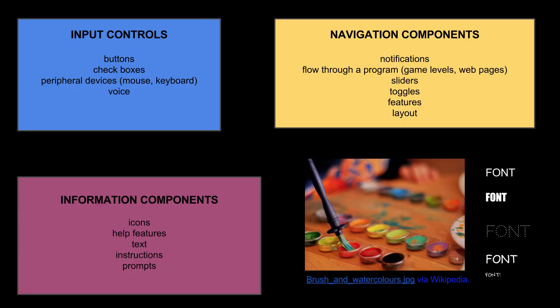These are some of the user interface elements. We've got considerations about the input controls such as buttons and checkboxes. We've also got to consider the navigational components like the use of notifications and the flow through a program. We have to consider information components such as icons, help features, instructions, and prompts. But we also need to consider the use of color and font as well. Is your text readable? There are many online websites where designers explain these techniques, which students could research about. Alternatively, you might invite the arts teacher or a local designer to come and explain some of the ideas.